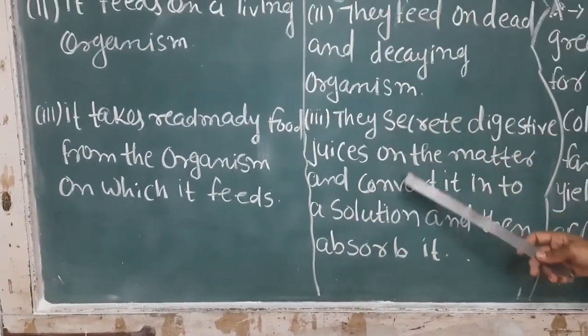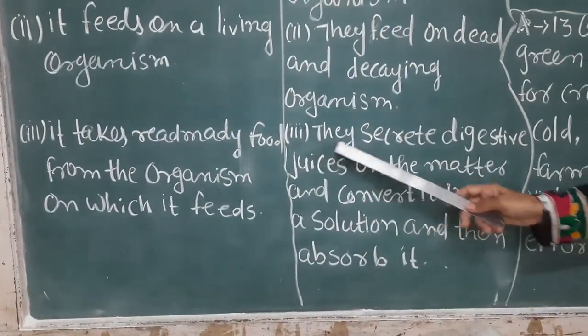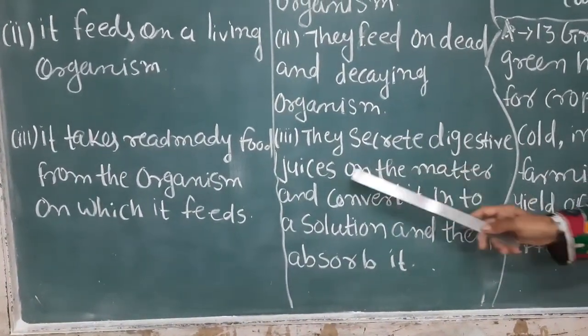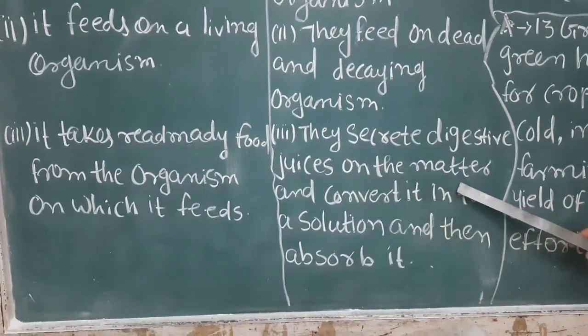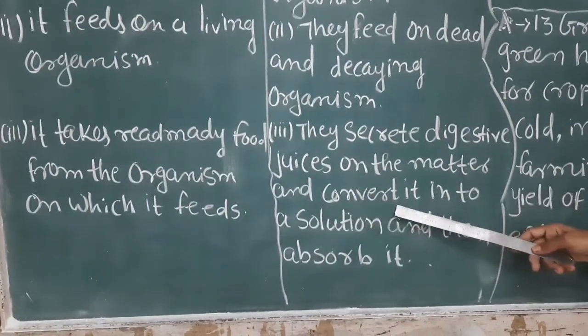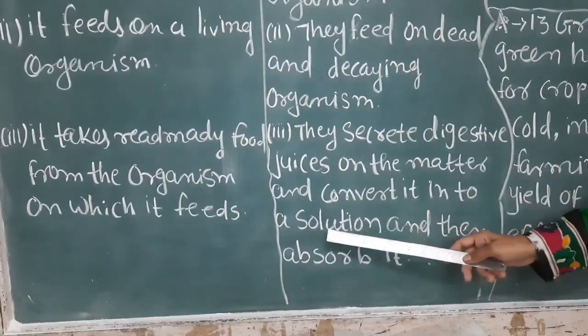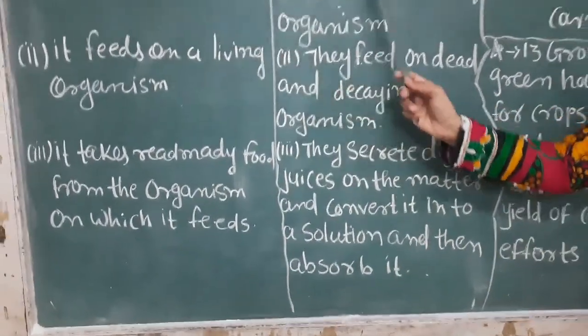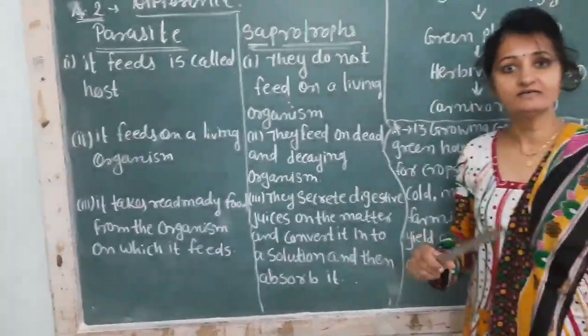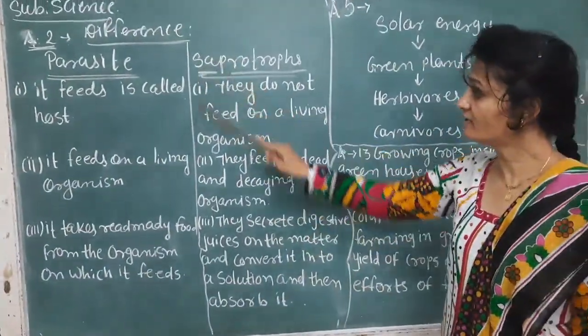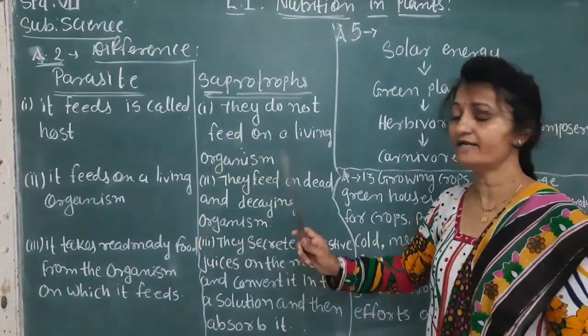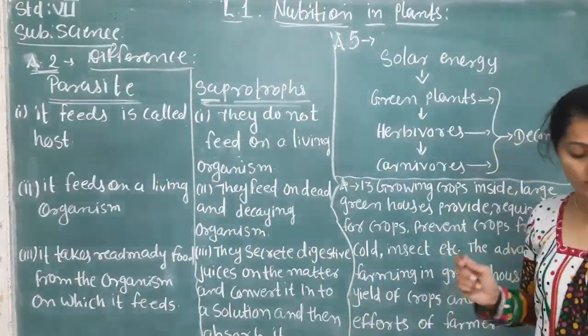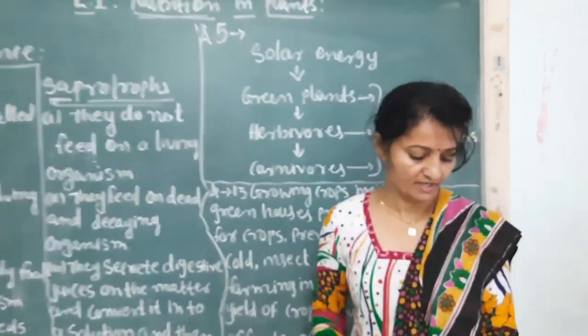And now third point of the saprotroph: they secrete digestive juice on the matter and convert it into a solution and then absorb it. Both of these plants are explained in the chapter. So please write all the points in your notebook and then write the question answer. Okay, now question number 3.